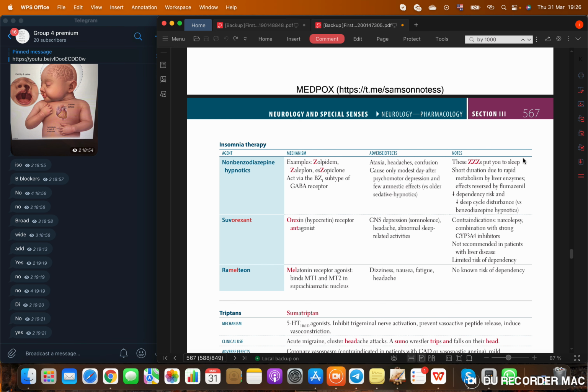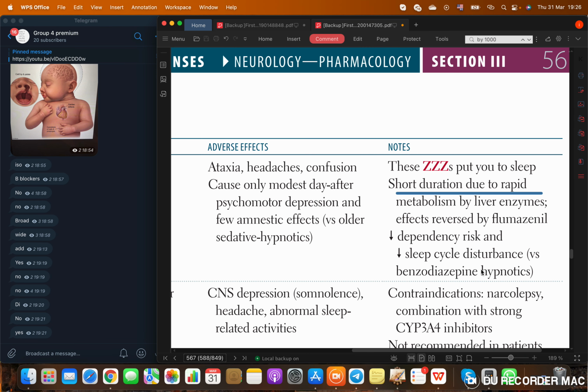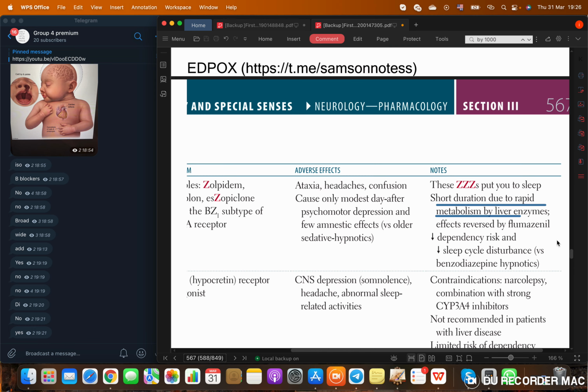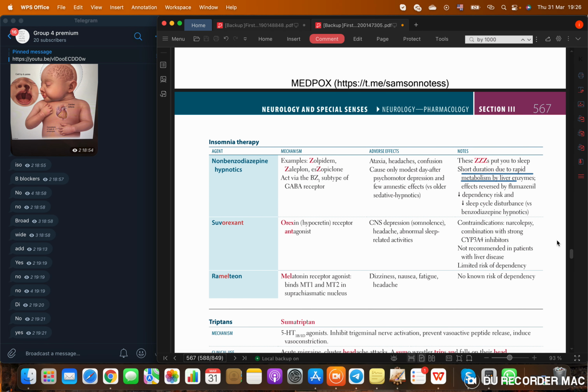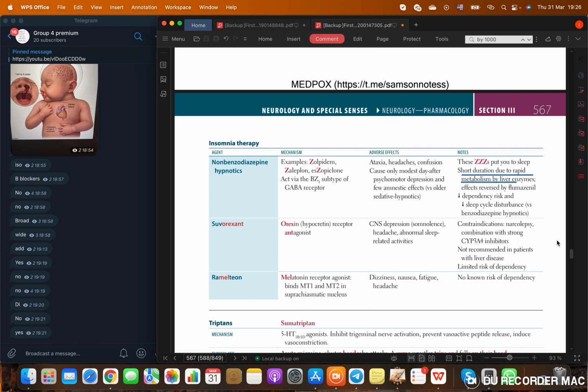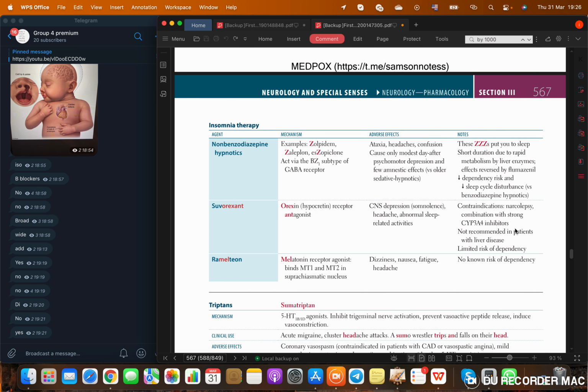So this puts you to sleep in a short duration due to rapid metabolism by the liver enzymes. However, this does not mean they knock you out. This is not what I said. They calm you down, okay? Effects are reversed by flumazenil like benzos, and they have less dependency risk and decreased sleep cycle disturbances. While the benzos, remember, were really bad. They decreased the N3, which is the relaxing portion of the sleep, right?